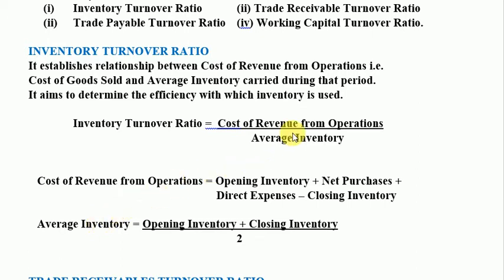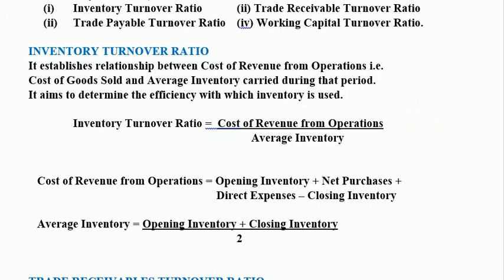So that is about the first type of activity ratio, which is known as inventory turnover ratio. When you do the question using this formula, the answer will be represented with the suffix times. Suppose it comes to 3, so you write 3 times. I hope you will note down all these important details.